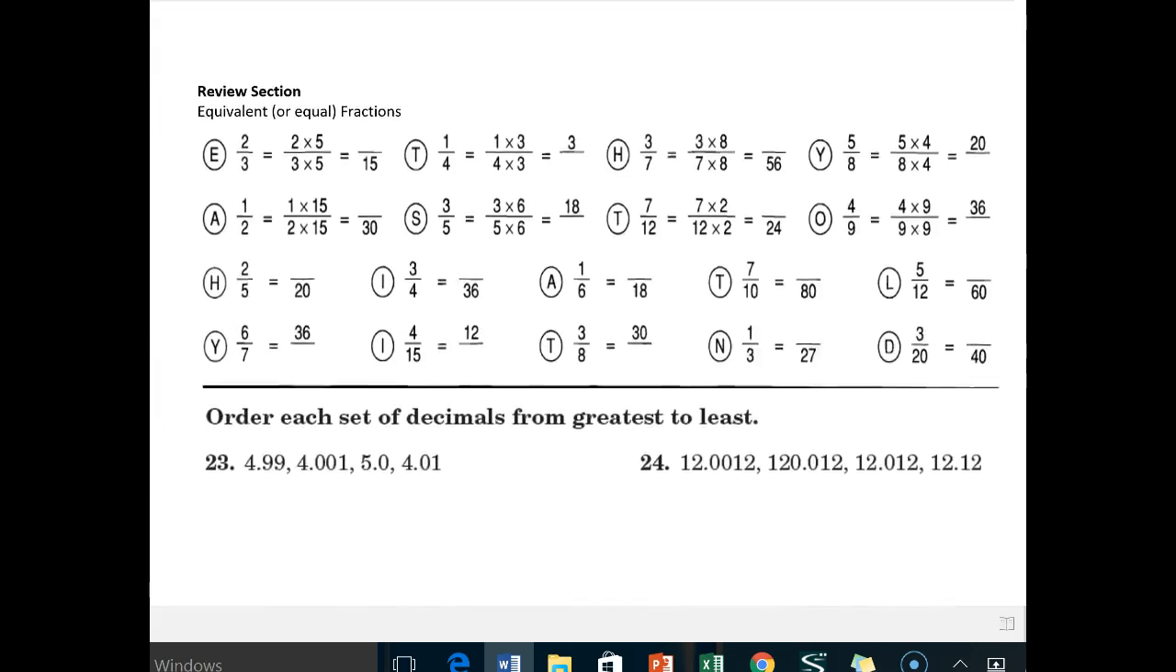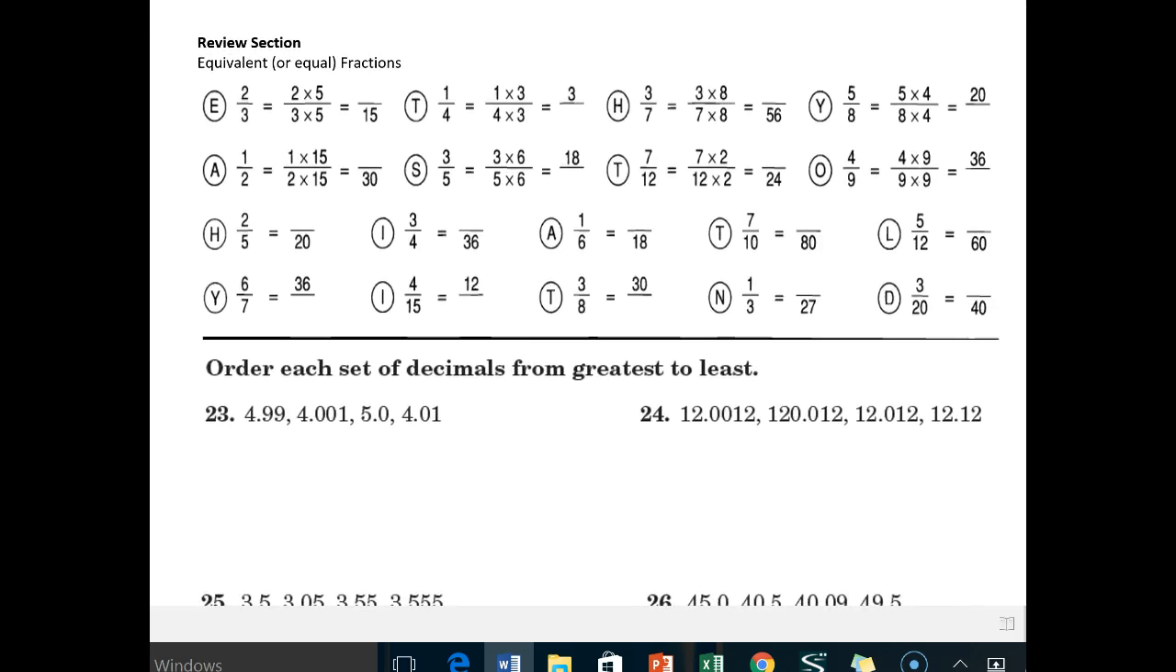All right. On the back side, we're creating equivalent fractions. Notice there are letters. They have nothing to do with the riddle. They're just, instead of putting problem number 1, this is problem number E. Okay. So basically, to create equivalent fractions, say what number do I multiply top and bottom by? So they want you to do 2 times 5, which is 10. So 10/15 is equal to 2/3.